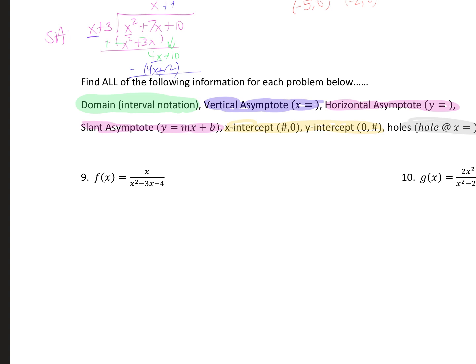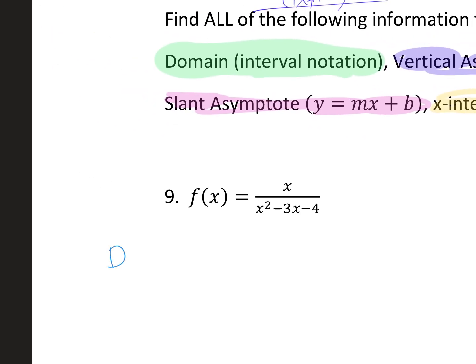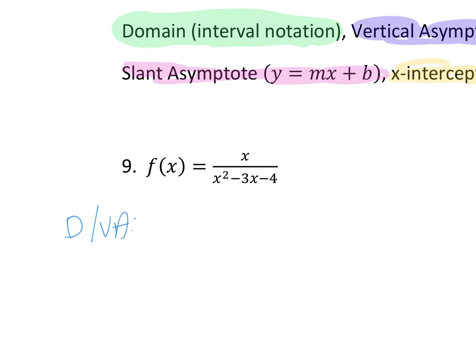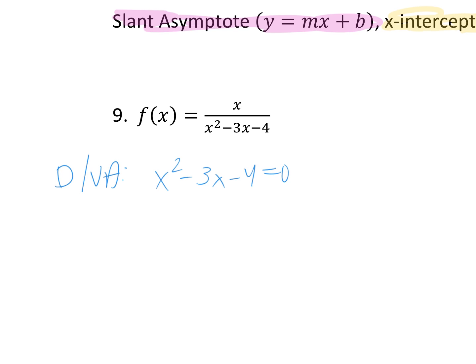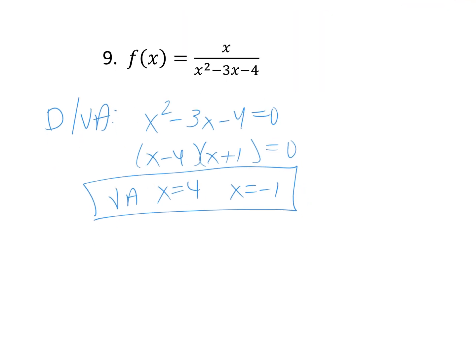If I look at number 9, let's find our domain and vertical asymptote. Where do I look again? The denominator: x squared minus 3x minus 4 equals 0. When I factor this, what are the factors of negative 4 that give me negative 4 when I multiply and negative 3 when I add? Negative 4 plus 1. So I have x equals 4 and x equals negative 1. Those are my vertical asymptotes. I also found my domain. What is the domain? Negative infinity to negative 1, union negative 1 to 4, union 4 to infinity. Good.